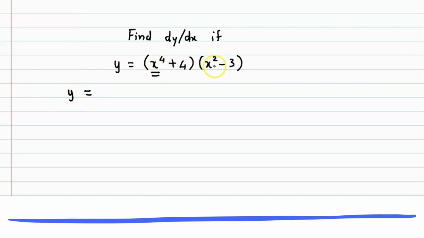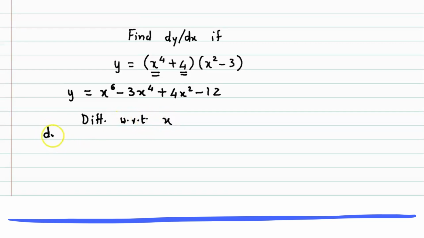Now x⁴ into x² is x to the power 4 + 2, that is x⁶, using indices. Then x⁴ into −3, so that's −3x⁴. Next we multiply by 4, 4 into x², so that's +4x², and 4 into −3, that's −12. And now we differentiate with respect to x.